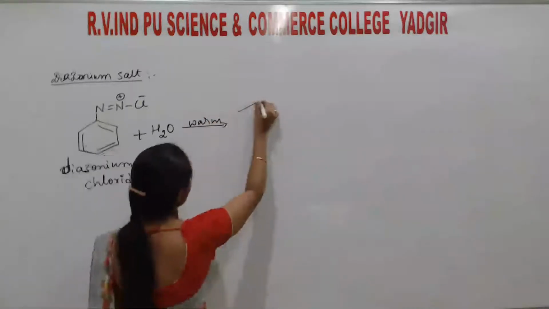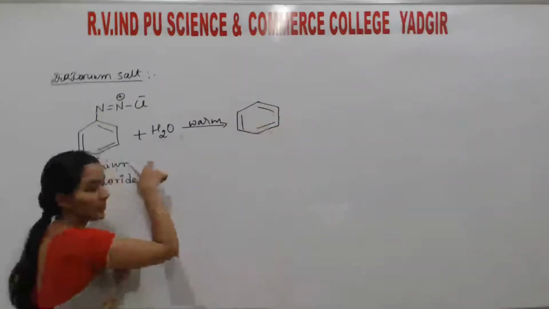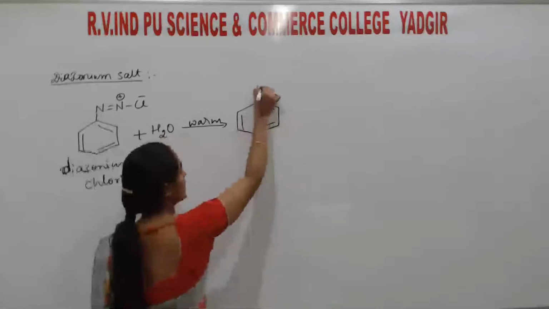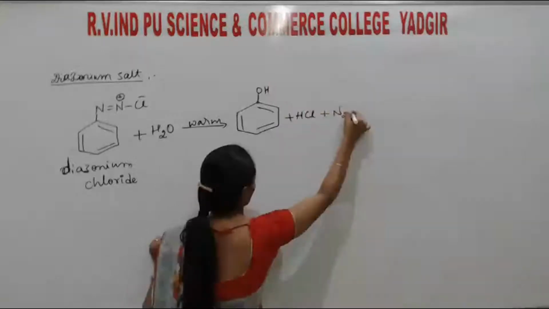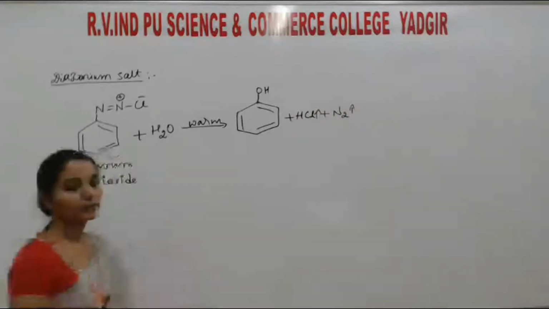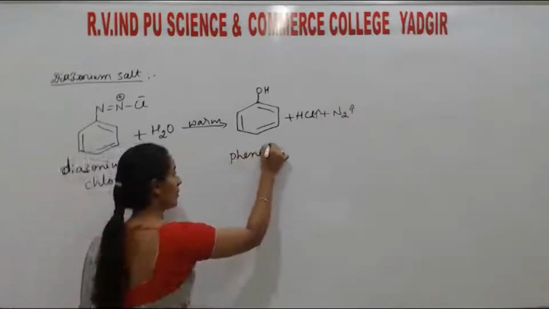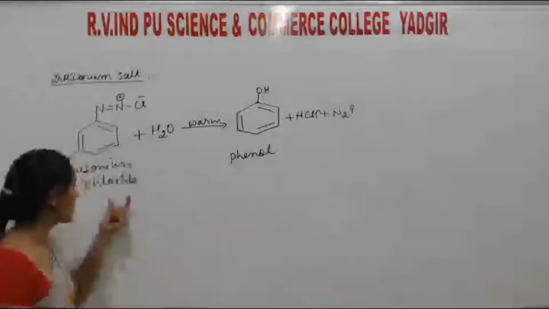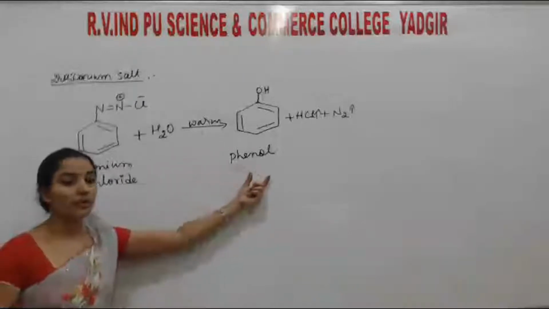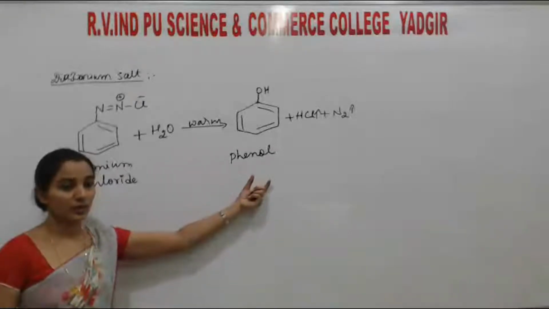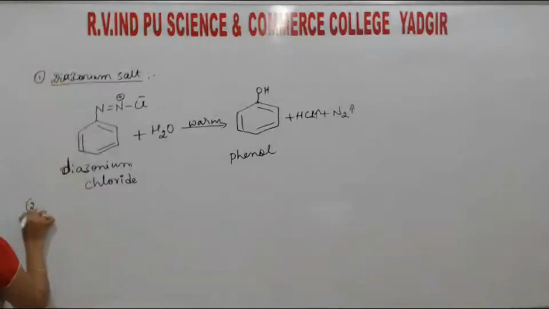Then of course, students, one is H plus, another is OH minus. OH is attached, HCl is liberated. At the same time, N2 is also liberated. This is a preparation of phenol from diazonium salts. Means the diazonium salts are treated with water or warmed in presence of water. They form phenol. Understood? So next, only two important major reactions are there for the preparation of phenol.